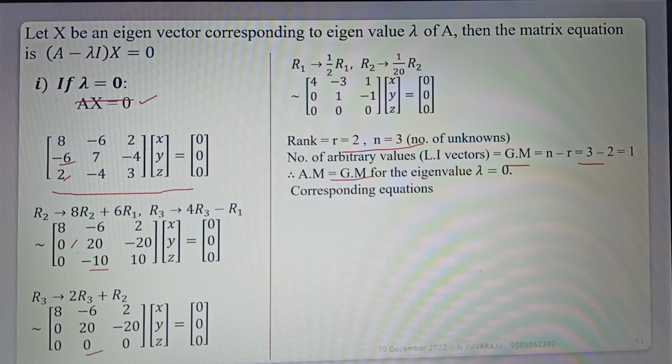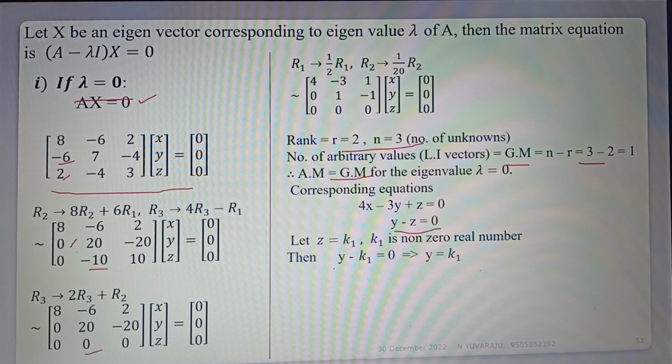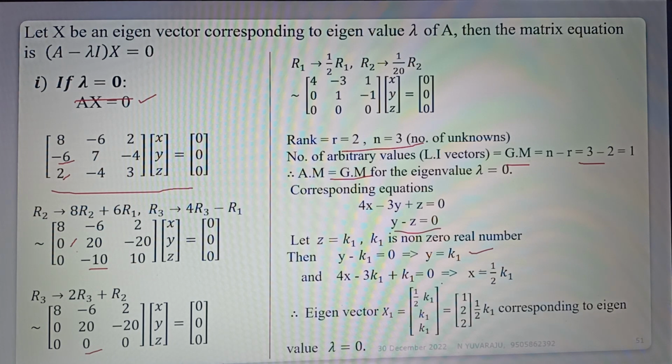Okay, next, the corresponding equations. 4x minus 3y plus z is equal to 0. Next, 5y minus z is equal to 0. So any of y or z is an arbitrary value. So z is equal to k1, where k1 is a non-zero real number. Next, y is equal to k1. Next, substituting y and z, we get the x value. That is 4x minus 3k1 plus k1 is equal to 0, so x is equal to 1 by 2 k1. So the eigenvector x1 is (1 by 2 k1, k1, k1).